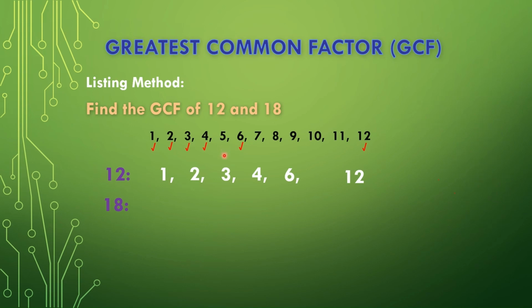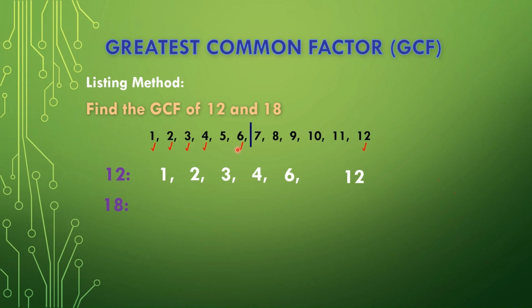Next to 5 is 6, and we have already included 6 in our list. My math wizards, have you noticed or observed anything here? Right. We already have reached the median. And the median of 12 is 6.